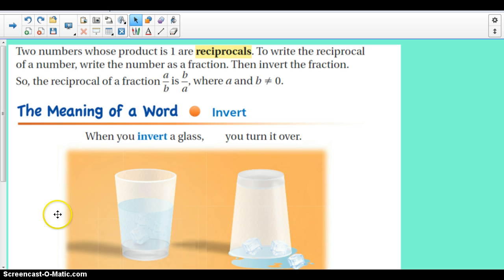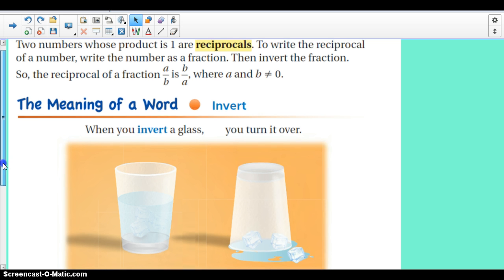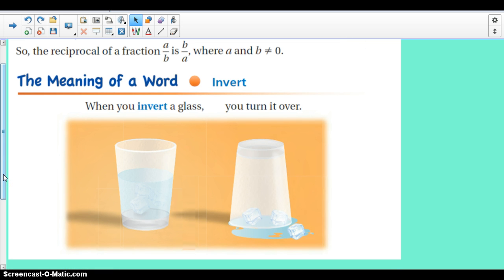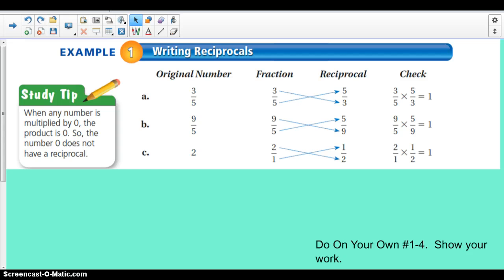Alright, clarification a little bit. The meaning of the word invert. When I tell you to invert for a reciprocal, this is what invert means. When you have a glass here, and I tell you to invert your glass, all that means is tip it over. So just like a fraction, you have a fraction here, I tell you to invert it, you flip it. That's all a reciprocal is. Now let's take a look at writing these reciprocals. The study tip: when any number is multiplied by 0, the product is 0, so the number 0 does not have a reciprocal. It's 0 over 0.